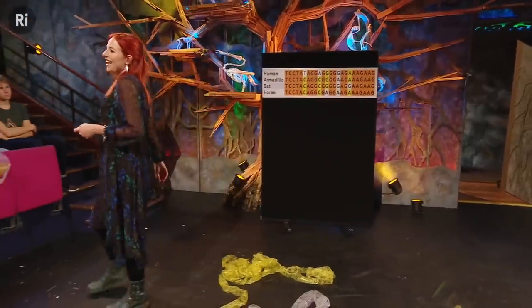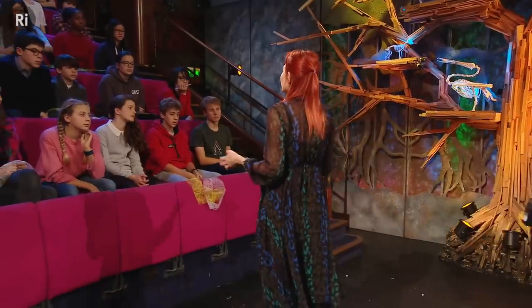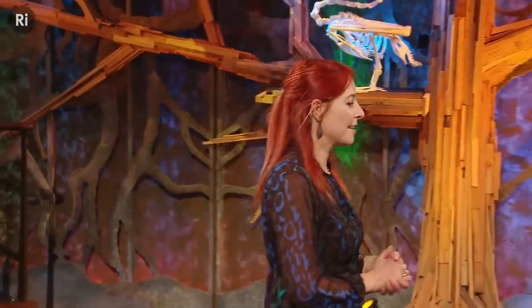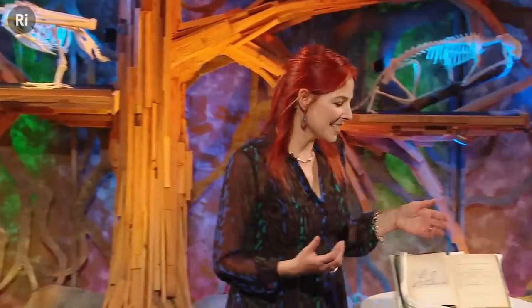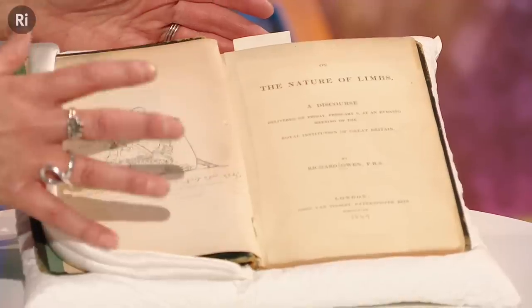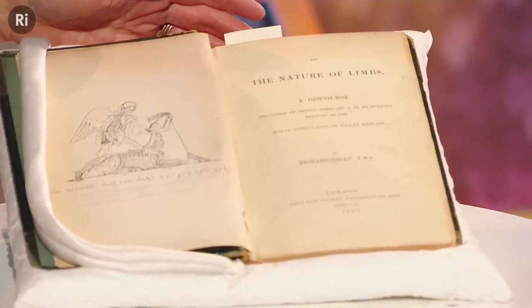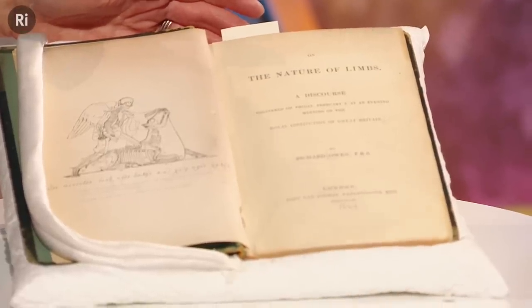See you later. Now, biologists started noticing these differences back in the 19th century, not in DNA sequences, because that science was yet to come, but they could look at skeletons. And there was one biologist in particular who wrote about this, and his name was Richard Owen, and I've got a copy of his book here. And this book is nearly 170 years old. It was published in 1849, and it's called On the Nature of Limbs.